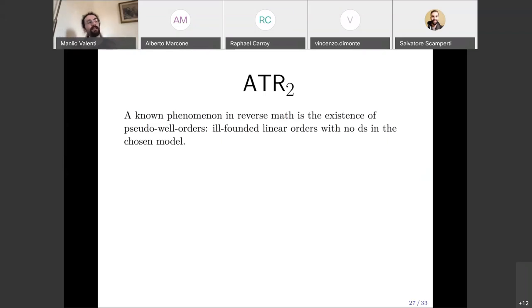But when you study this axiom from the point of view of reverse math, there's a known phenomenon which is very delicate, which is the phenomenon of pseudo well orders. What may happen is that when you work in a particular submodel of second order arithmetic, you have ill-founded linear orders which, from the point of view of the model, appear as well ordered, just because the descending sequences are not in the model themselves. The model sees the linear order, sees no descending sequence, not because there is none, but because they are more complicated than what the model has, and therefore it thinks it's a well order, but instead it's not. That's why they are called pseudo well orders.